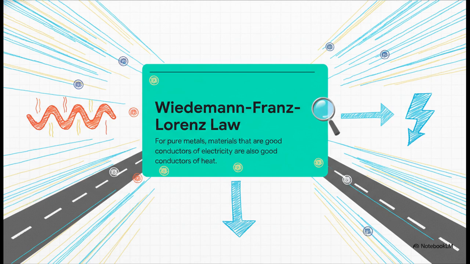This is exactly why the Wiedemann-Franz Lorentz law exists. It just says that for pure metals, if something is a good conductor of electricity, it's also going to be a good conductor of heat. It makes perfect sense, right? The same superhighway of electrons is doing both jobs.